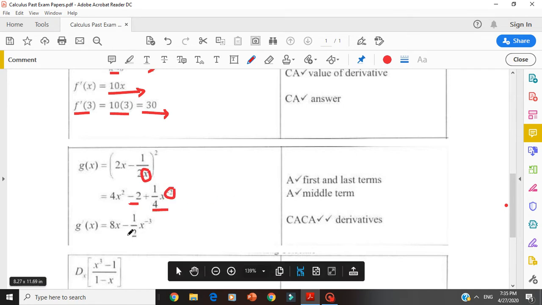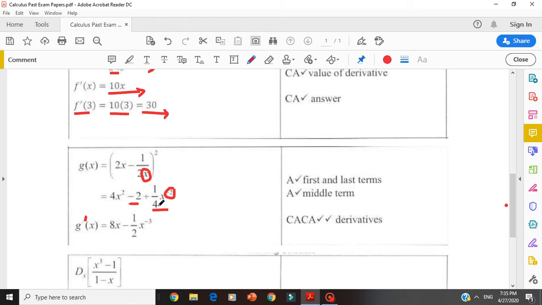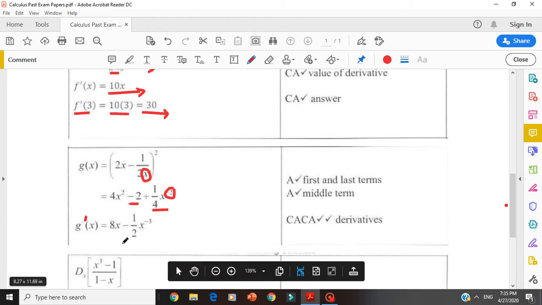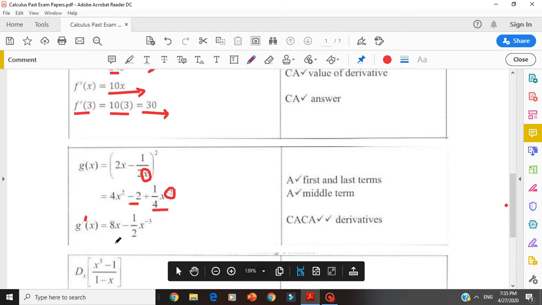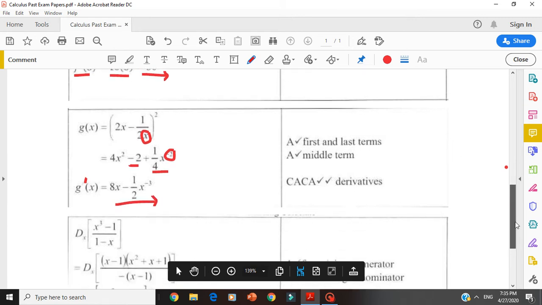And so if I want to find g prime x, that'll be 2 times 4 is 8x, and then the derivative of minus 2 is 0. Minus 2 times positive quarter is minus a half x, and minus 2 minus 1 is to the power minus 3. And so that's how you get this answer here. Okay, that's how you get your 4 marks.